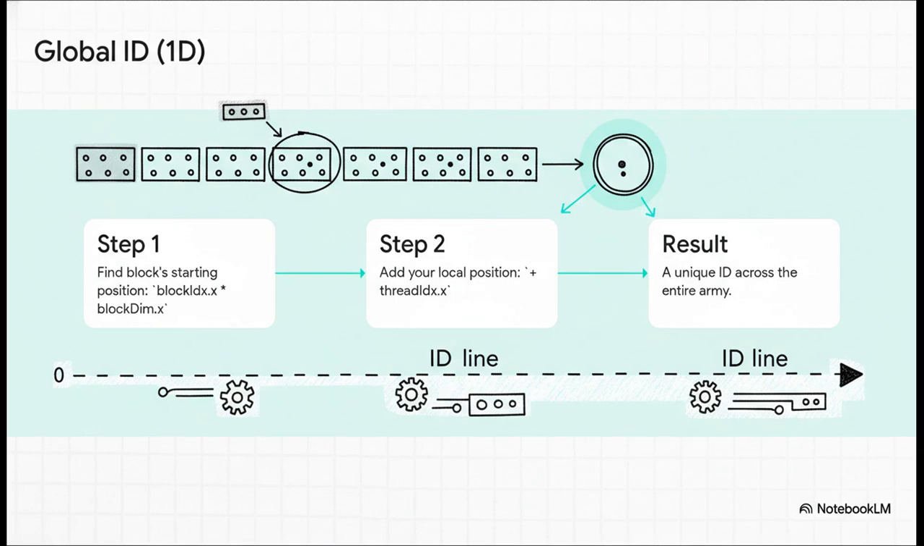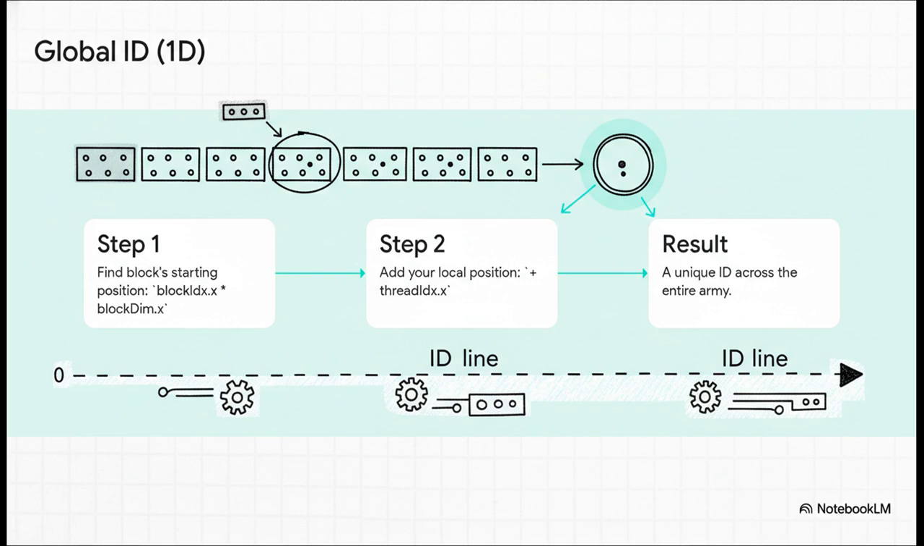Using these variables, every thread can figure out its own unique, global ID with a surprisingly simple formula. For a simple 1D problem, like a long list of numbers, you just take your block's ID, multiply it by how many threads are in a block. That gives you the starting point for your group.